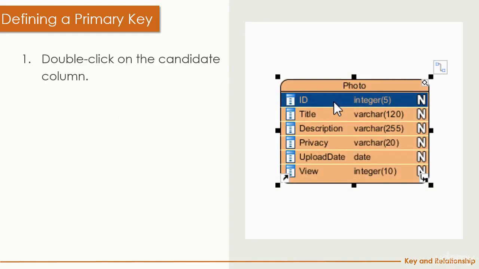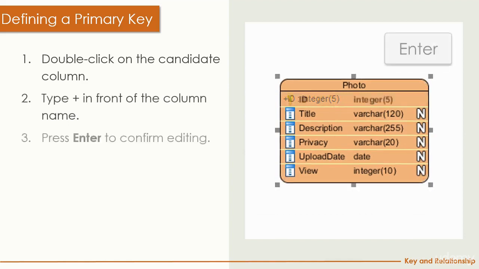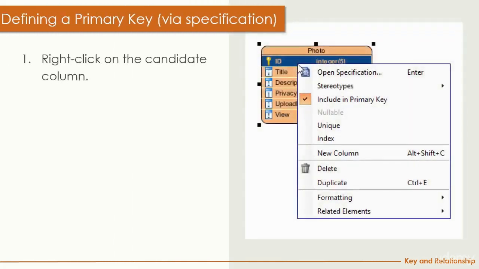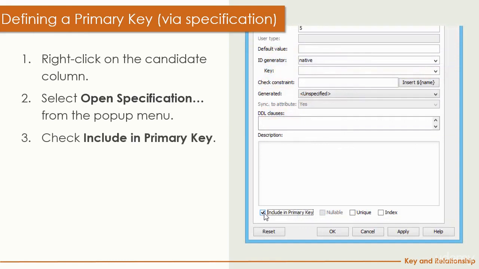Okay, let's see how to define the primary key. To define a primary key, we have two approaches. One is you can double click on a column, and then at the beginning of the column you type the plus and then press enter. Then you confirm the editing, you will see the key icon is showing. The second option is you open the specification dialog box we talked about in the last lecture, and then you go to check the include primary key checkbox. Then the column will become a primary key.